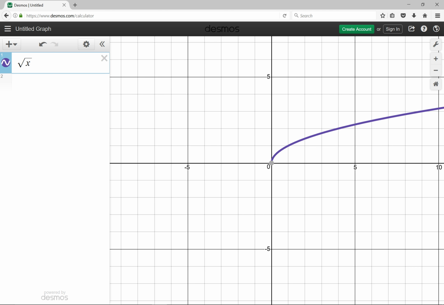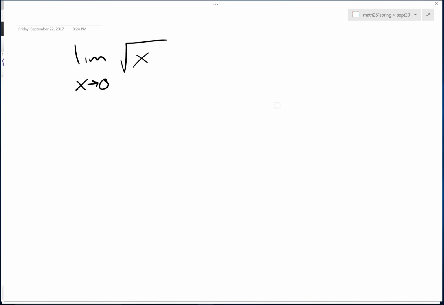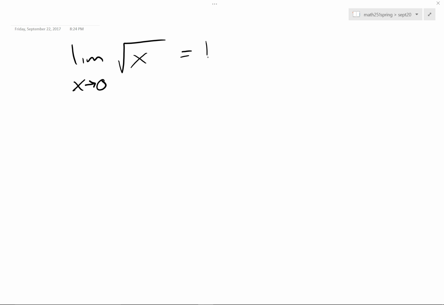What's happening to this function as you approach 0? Well, it's headed towards 0. The y's are headed towards 0. What's happening on the negative side? Nothing. Oh, interesting. So, the limit does not exist. The only limit it has is the limit as x approaches 0 from the right, because that's the only side it exists on, and the answer is 0.